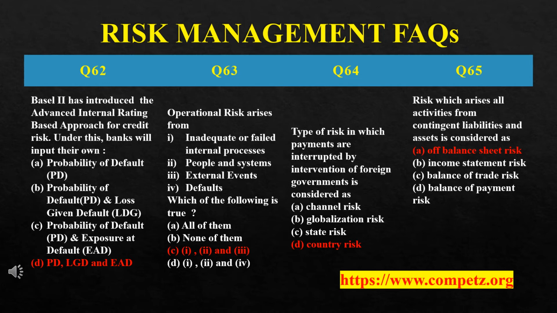Moving to the next question. The risk which arises from activities relating to contingent liabilities and assets is considered as which risk? It is considered as off balance sheet risk. Why? Because the contingent liabilities of a bank are included in the off balance sheet section of its financial statement. So the risk arising from these contingent liabilities is referred to as off balance sheet risk.